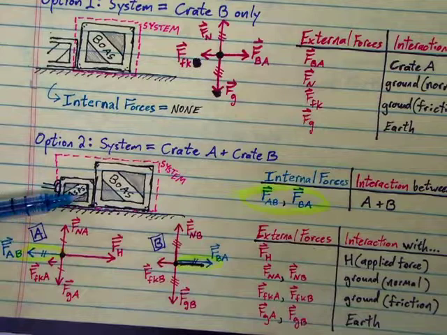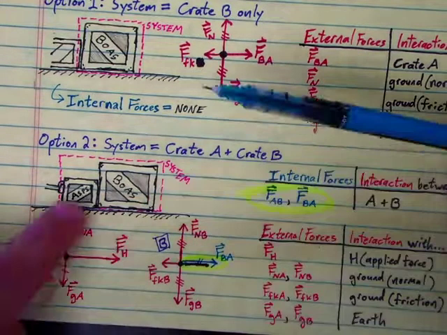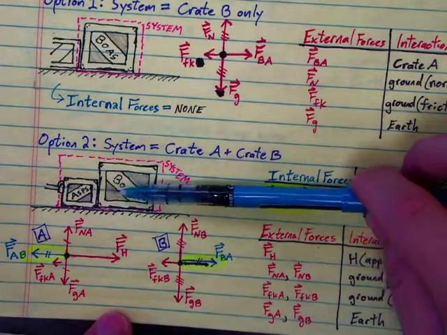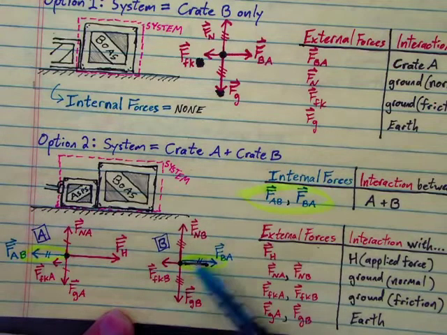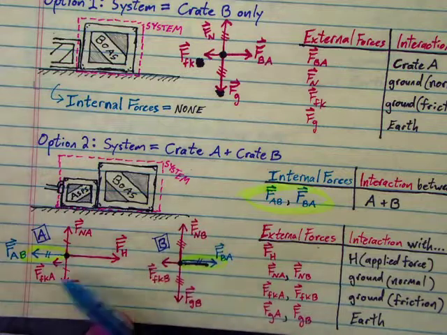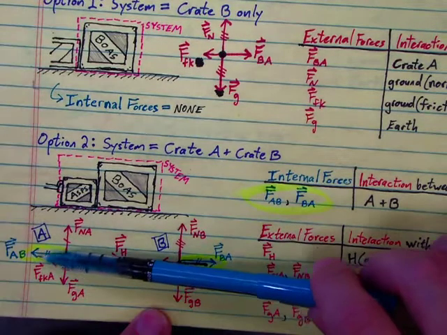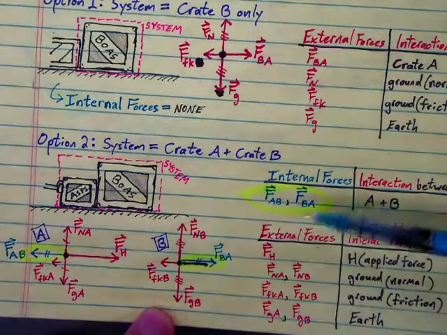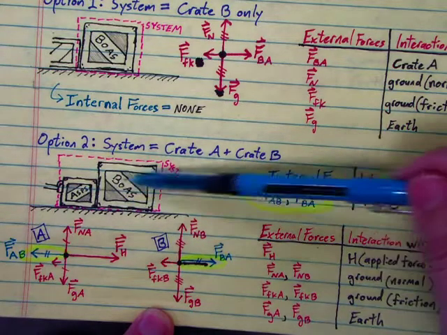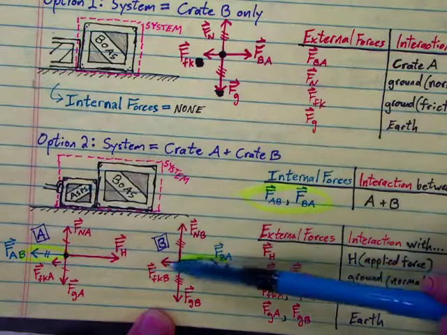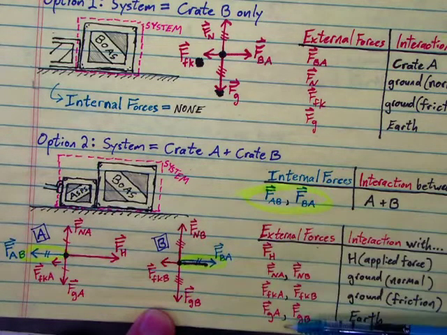The crate of asps pushes on the crate of boas to the right, but by Newton's third law, if A pushes on B, then B must also be pushing backwards on A with an equal and opposite force. So here is that pair of forces, that N3L pair, the force on B due to A, and the backwards force on A due to B. So there we have a pair of internal forces here, the interaction between A and B, which are both inside the system. Every other one of the forces here, which I've continued to draw in red, are all external forces.